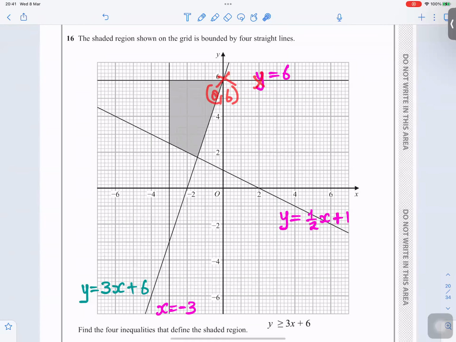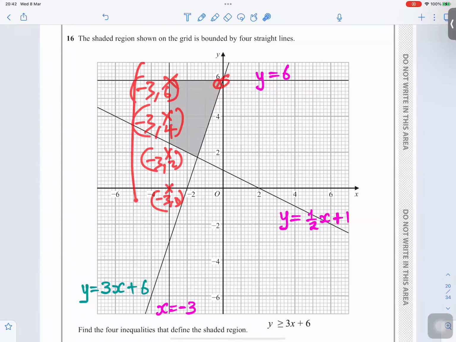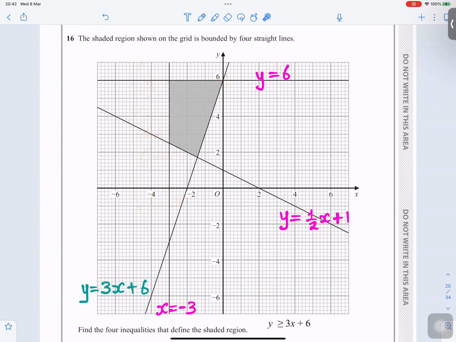This point there is 2, 6. This point there is 4, 6. So they all end in 6. That's why we call it y equals 6. And this line there is called x equals minus 3. So this point is minus 3, 0. This point is minus 3, 2. This point is minus 3, 4. Sorry, this one is minus 3, 6. They all start with minus 3, so we call it x equals minus 3.